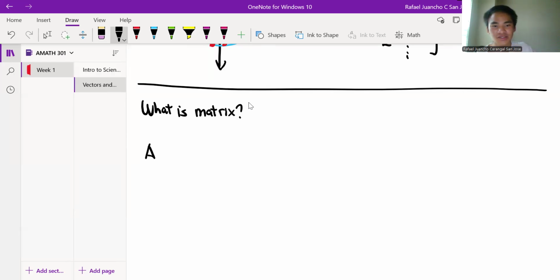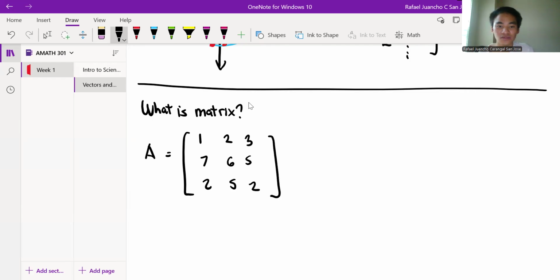So matrix is the singular one, and then matrices is when you have a bunch of matrix. So you call them matrices. So let's say we have a matrix A. So we're just assigning a matrix to a variable. And well, let's say we have, let's say one, I don't know. Again, it stores a bunch of elements. 7, 6, 5, 2, 5, 2. This is a matrix and it stores integers, right?